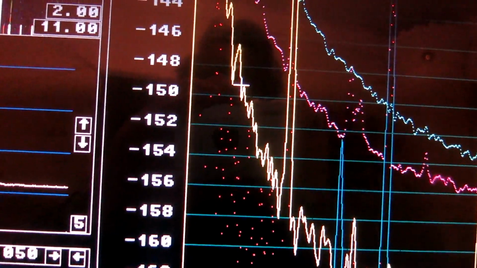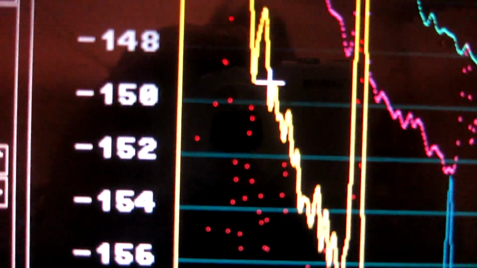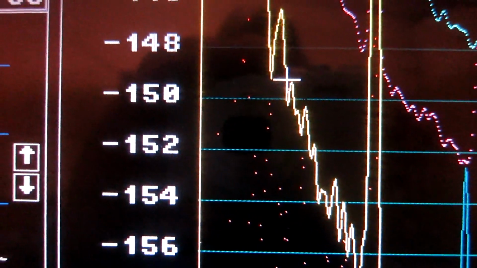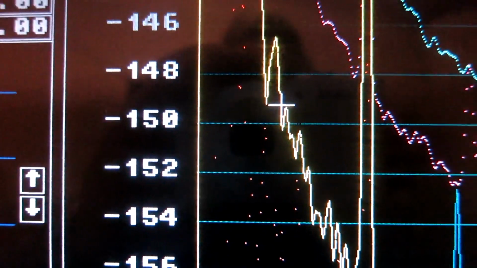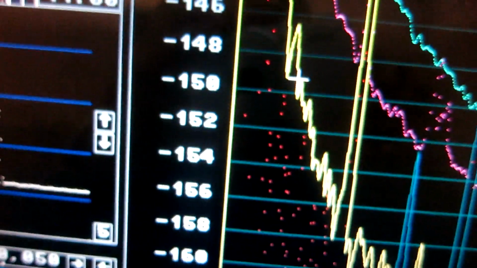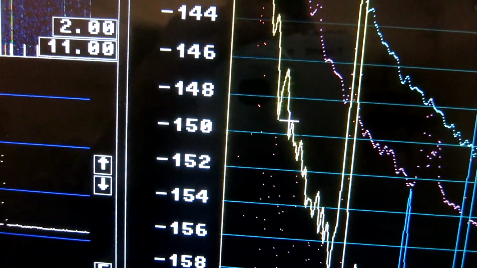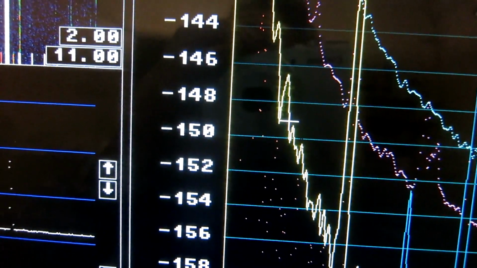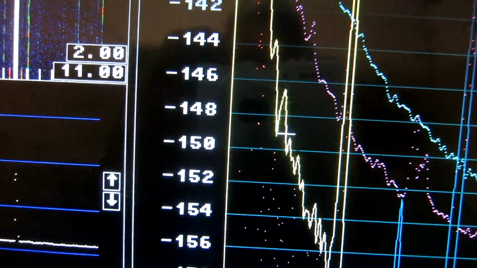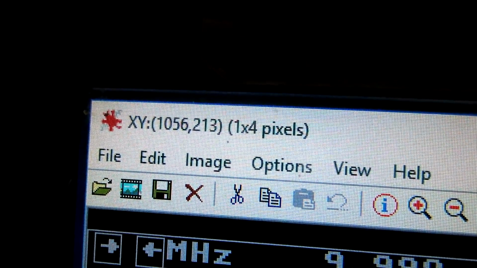Here is the midpoint between 0 and 50 Hz. So that's 25 Hz, and I can read this as minus 149. And I get the information from the coordinates up in the corner here.